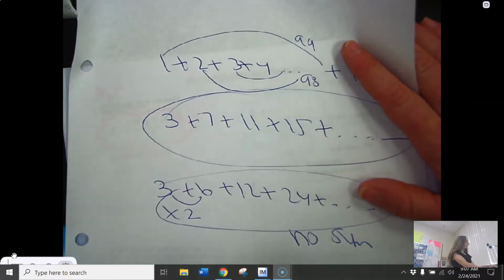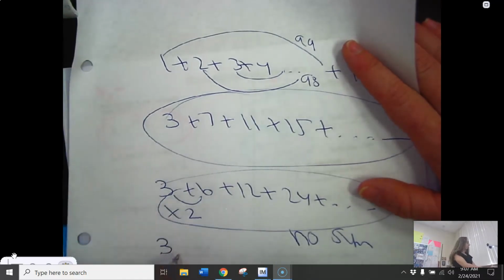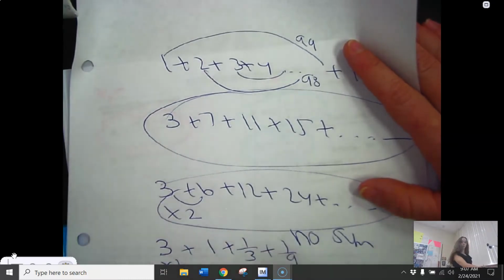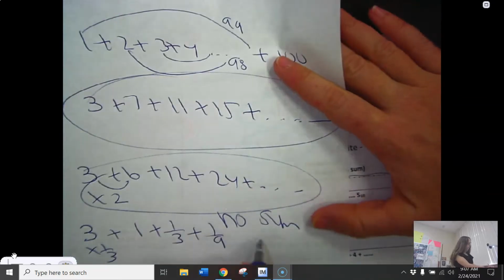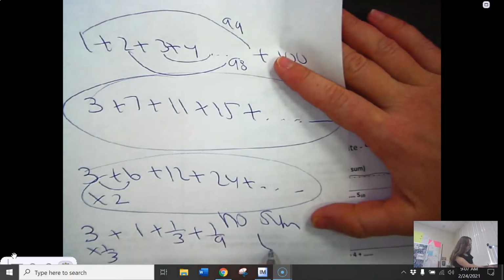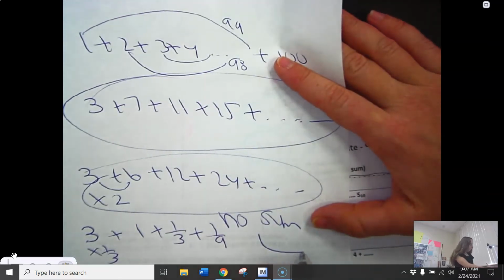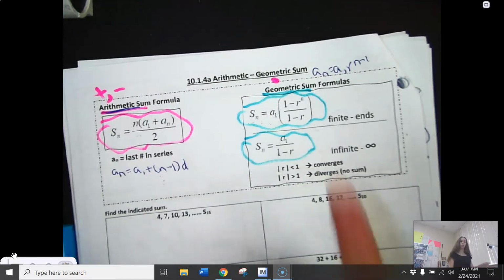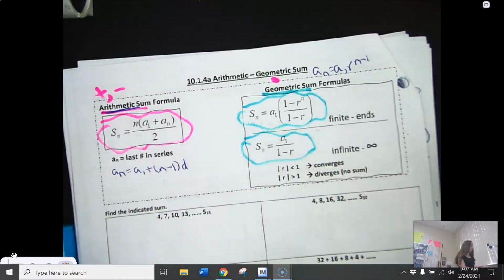Okay? But if it's less than 1, so let's say that's 1/3. So let's say it's times 1/3. So it'll be plus 1, plus 1/3, plus 1/9. Okay? This is exponential decay. It's gradually getting so small that those little minuscule numbers can add up to a number, and you could find the value, and that means it converges. You can do it. And we'll talk about that, okay?